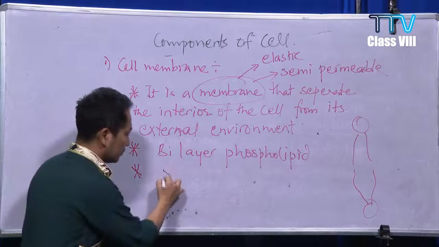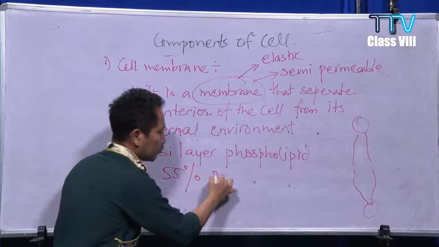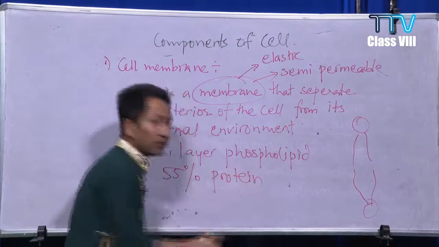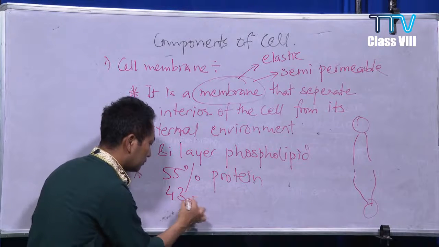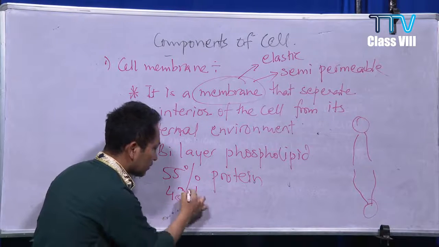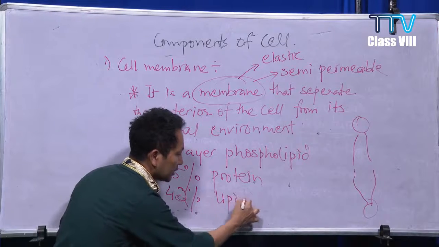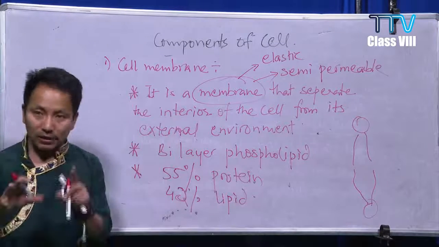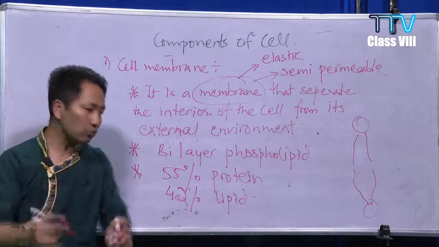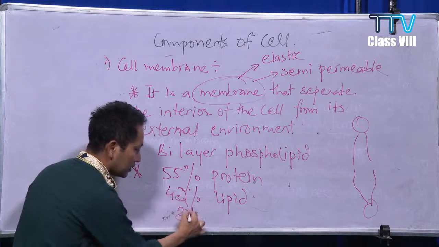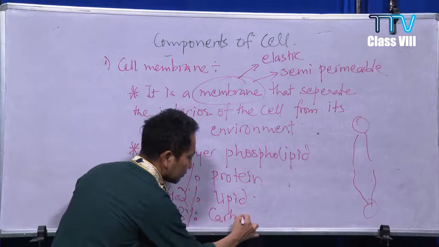55% is made up of protein. You can say round about 42% is made up of lipid. And the remaining 3% is carbohydrate.